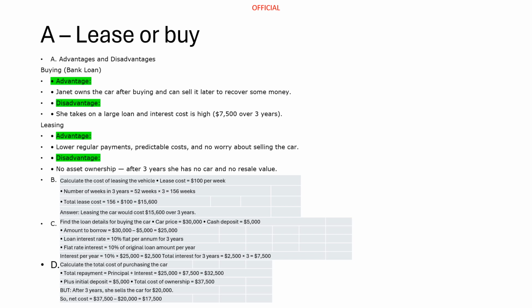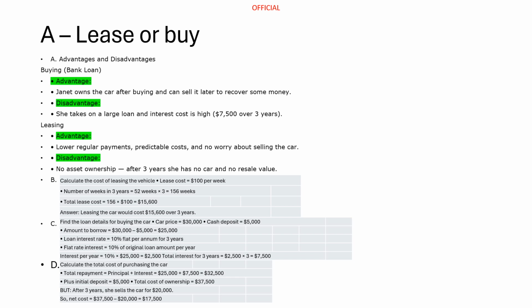Question C, find the loan details for buying the car. The car price is $30,000 and she can deposit $5,000. So the amount to borrow is $25,000 after deducting the $5,000 deposit she pays. The loan interest rate is 10% flat per annum for 3 years.